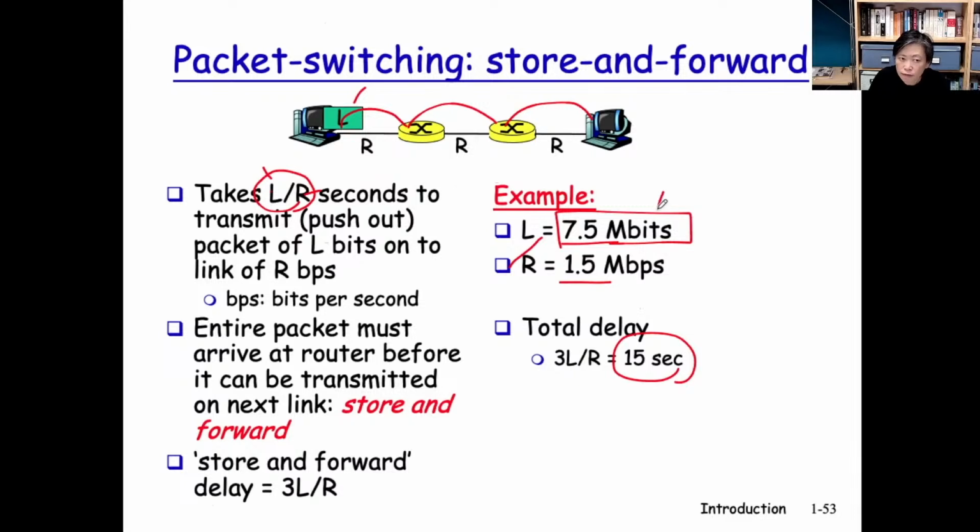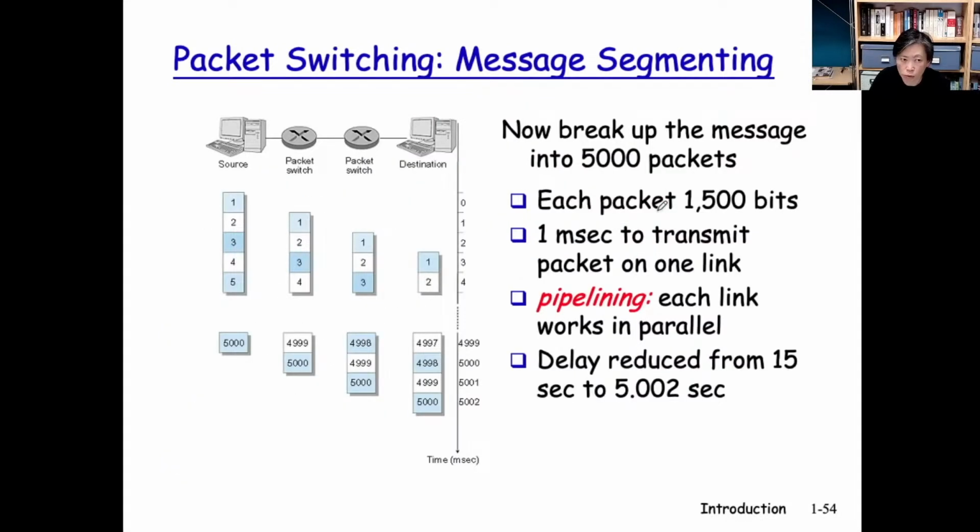Let's try dividing this large message into smaller packets and see how it will work. 7.5 megabits, let's divide it into 5,000 packets. This way, each packet is only this big, 1.5 kilobits. The link rate is still 1.5 megabits per second. So to send a small packet like this, it takes only 1 millisecond.